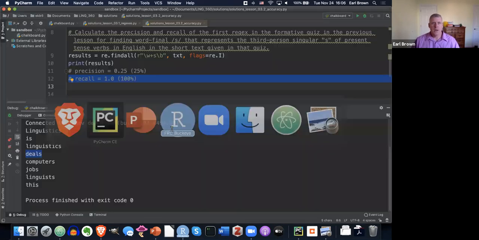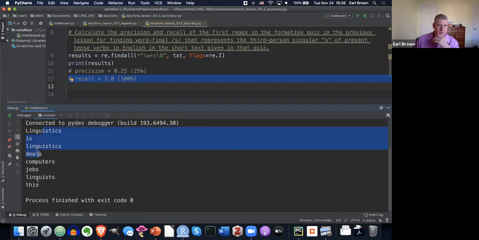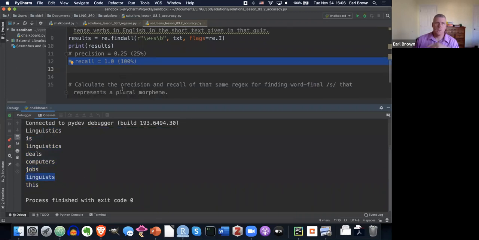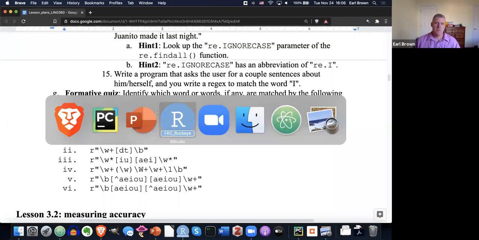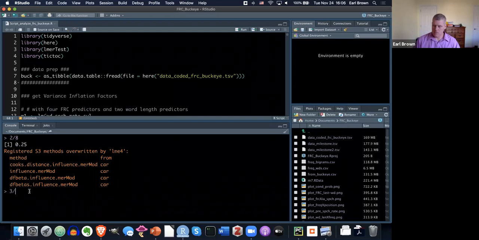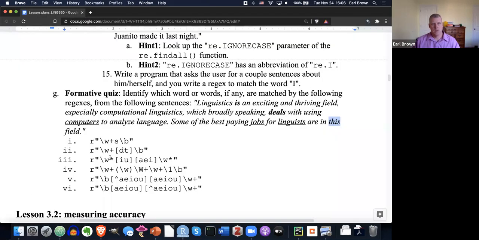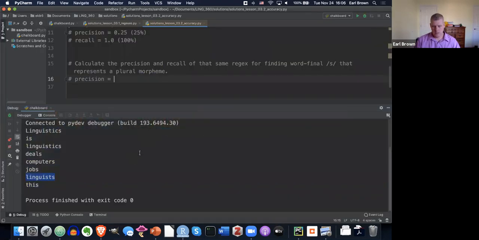Okay, so jumping back over here, looking at the 8 results that we got before, right? 3 of them, computers, jobs, and linguists, are plural S. So jumping down here, our precision is going to be 3 out of 8. So let me just use my good friend here, R. So we have a precision of 37.5%. So precision is 0.375 or 37.5%.